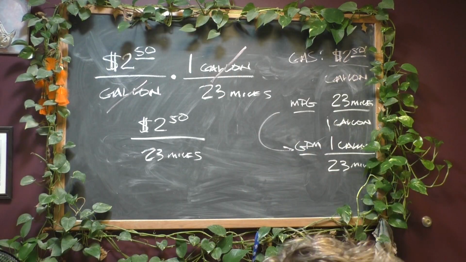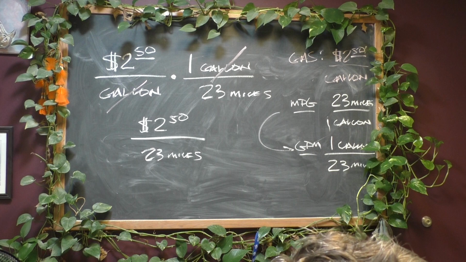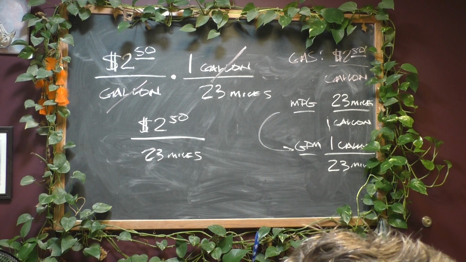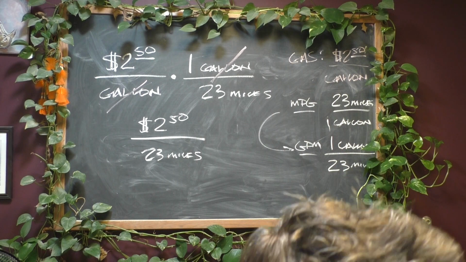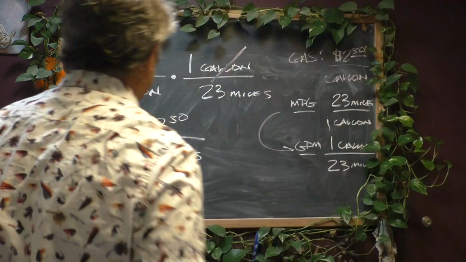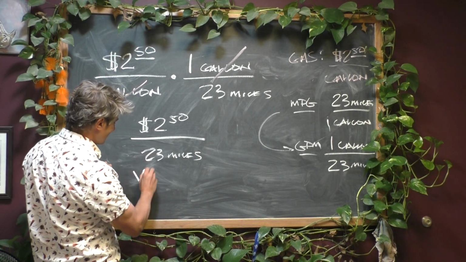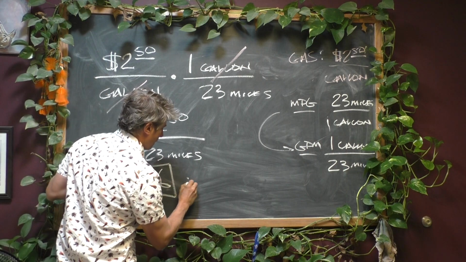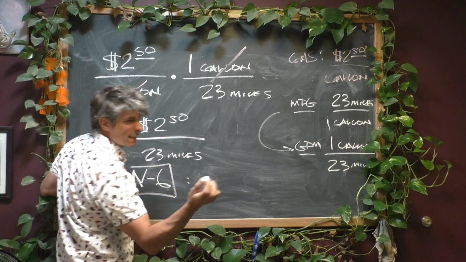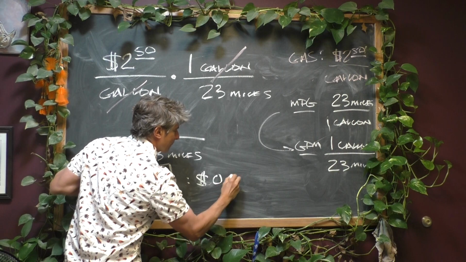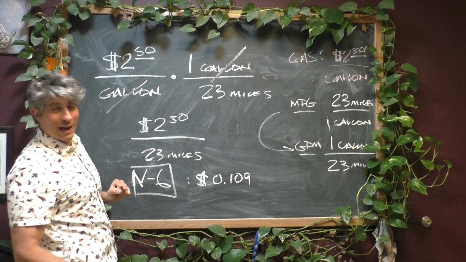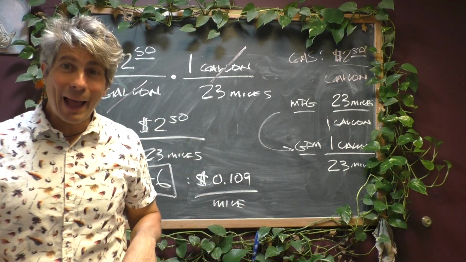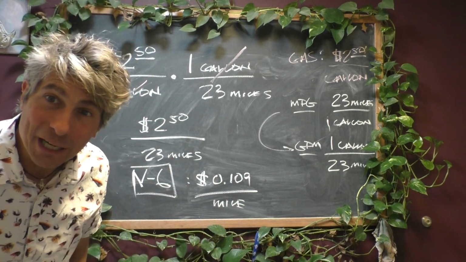Was it like 11 cents? Let's figure it out here. 250, let's get some precision. 250 divided by 23, I get just about 11 cents. 10.9 cents a mile. So for the V6, it costs, I'll write it as dollars, $0.109 per mile. I think we now have a variable cost that actually makes sense.